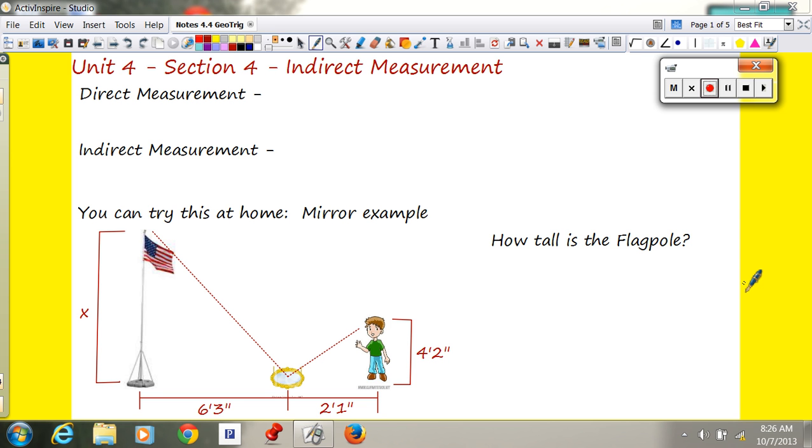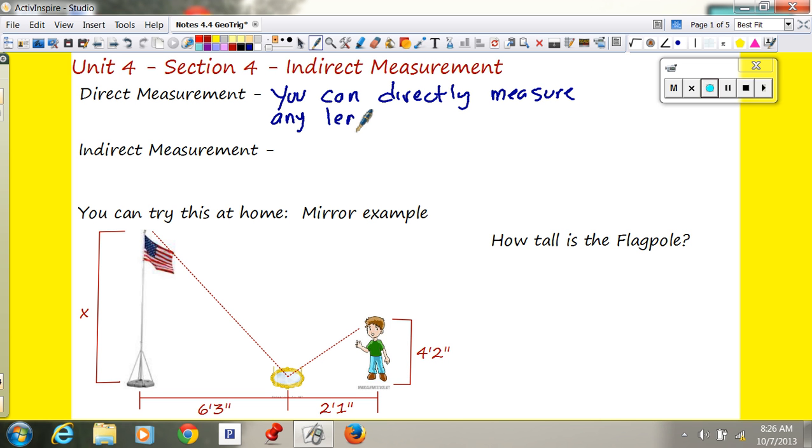Direct measurement is when you can directly measure any length. You can directly measure how far something is, how long something is. You can directly measure an angle. You get your protractor out, put it on there and measure it. That's direct measurement, where you can measure something exactly. You get your ruler out, or your tape measure. That's called direct measurement.